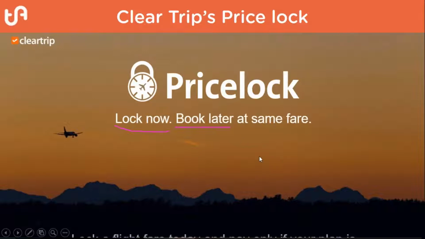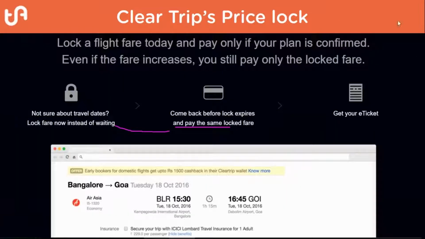Let me give you an example. See here it says, not sure about travel dates? Lock fare now instead of waiting. Come back before the lock expires. So you have a few days within which you have to come back and buy the ticket at the price you have today. You pay the same locked fare. Even if the price goes up, you don't have to pay a higher price. You still pay the price at which you locked your fare. That's what Cleartrip has done, Cleartrip's price lock feature.